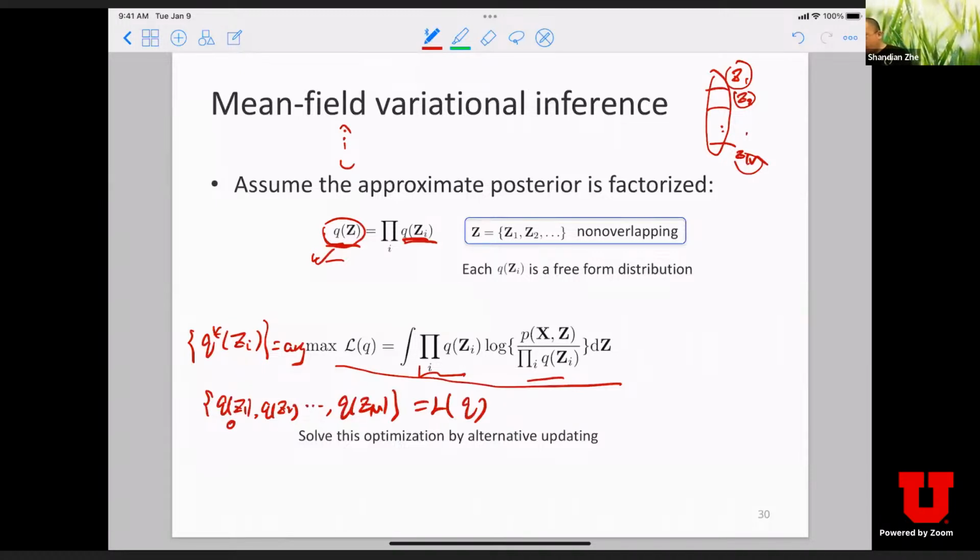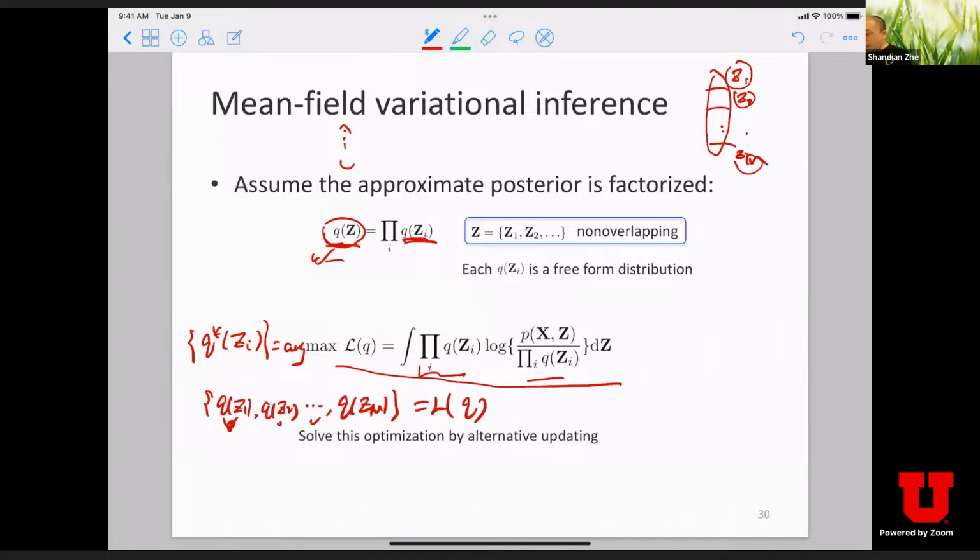For example, at the beginning, I fix Q of Z2 to Q of Zm and only update Q of Z1. Then I fix Q of Z1 and Q of Z3 and so on, and only update Q of Z2. Then I fix Q of Z1, Q of Z2 and the others, and only update Q of Z3, and so on. We do this cyclically and update each Q factor until convergence. Does it make sense?